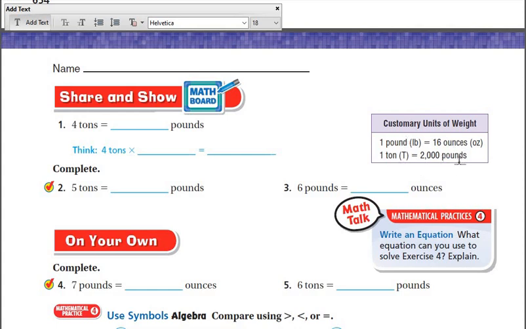Pound, ton, ounces, they are units for weight in the customary system. So this means pound is greater than ounces, because just 1 pound, 1 from this unit, equals 16 of this unit, which is ounces. So which is greater? Of course, 1 pound. And also 1 ton equals 2,000 pounds.